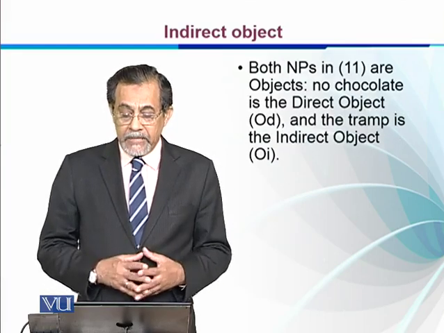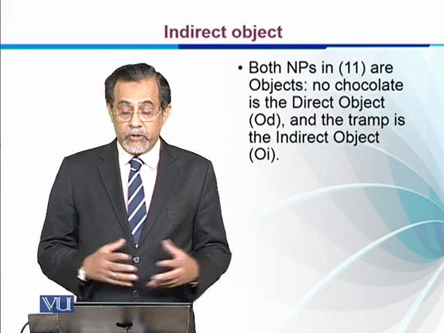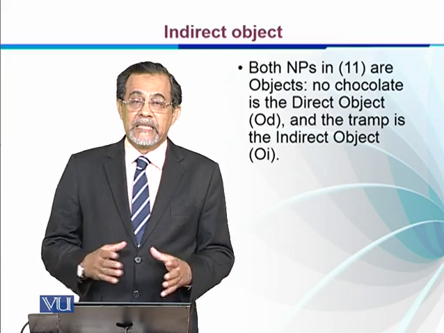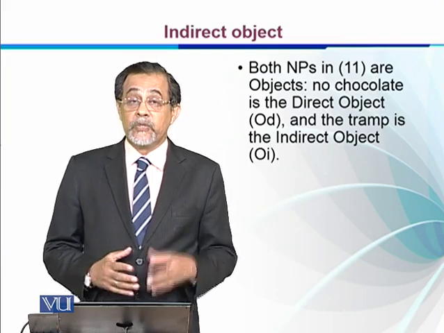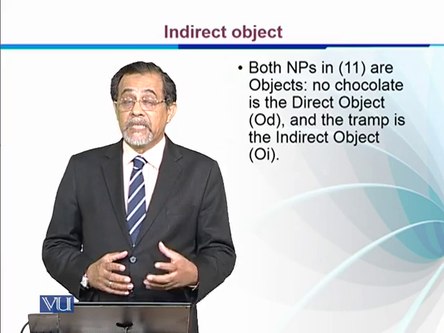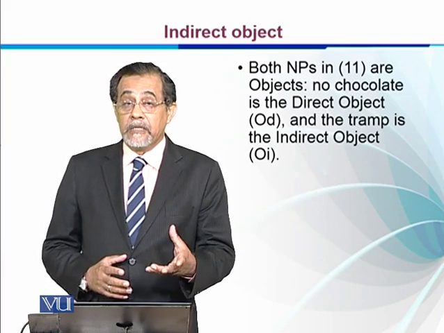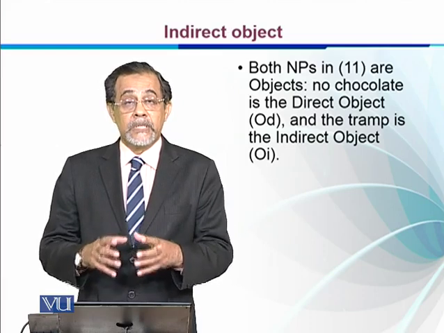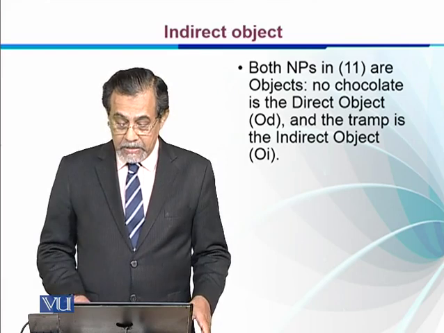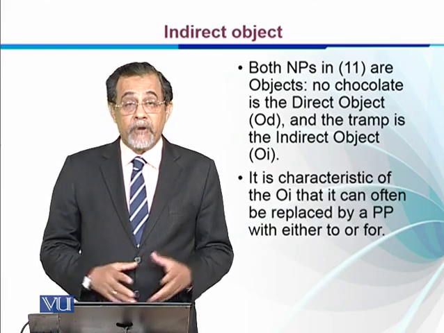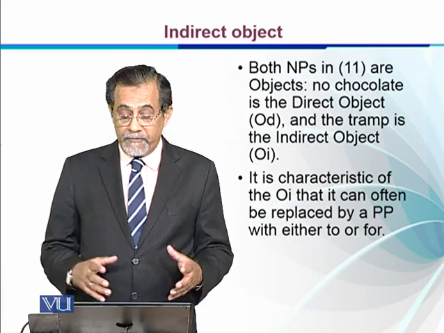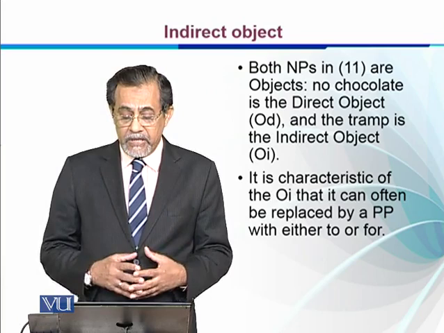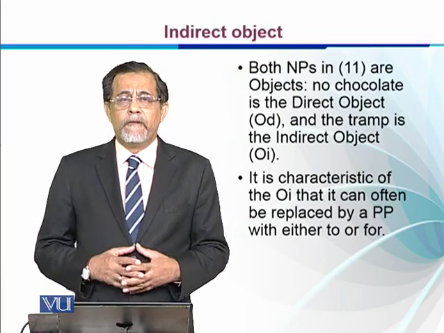So both noun phrases are objects. No chocolate is the direct object and the tramp is the indirect object. As they could not be replaced equally, on the basis of that we say that the tramp is the indirect object and no chocolate is the direct object. So it is a characteristic of the indirect object that it can often be replaced by a prepositional phrase with either "to" or "for," right?